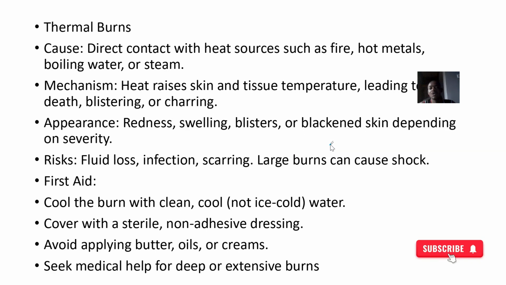So when you say there's a thermal burn, you just think thermal simply means heat. Most of the time they talk about thermal as high temperature. You can get that heat from fires, hot metals, boiling water, and steam. The heat raises the skin and tissue temperature, leading to cell death, blistering, and also charring. In appearance, you have reddish swelling, blisters, or blackened skin, depending on the severity. The risks are fluid loss, infections, and scarring.